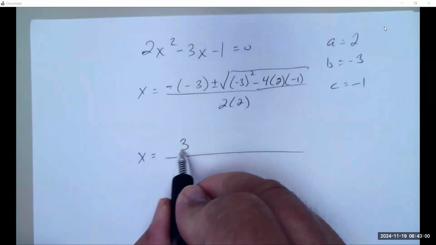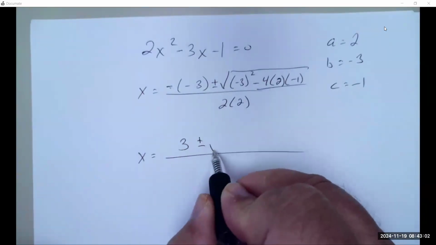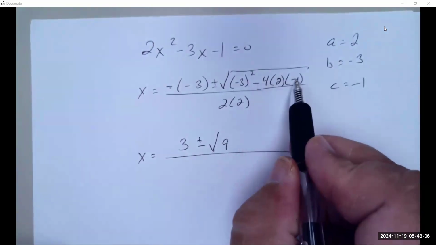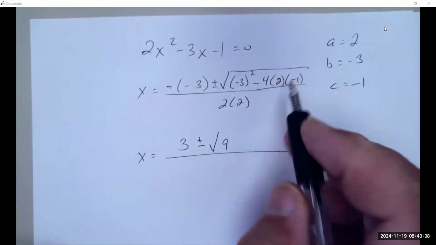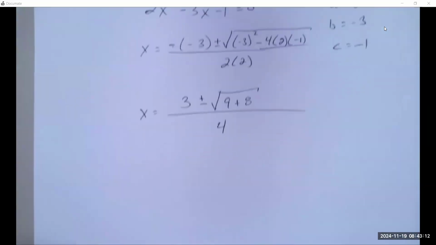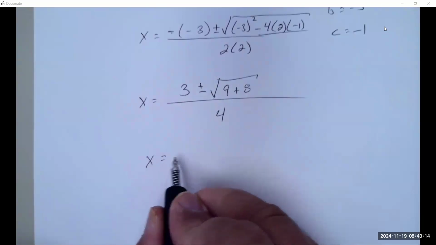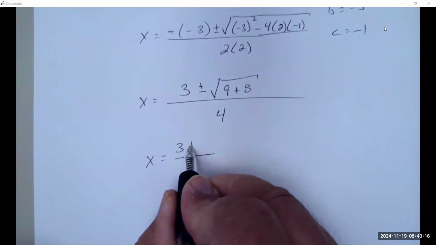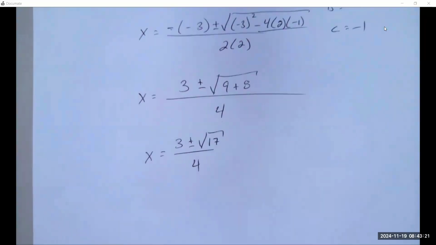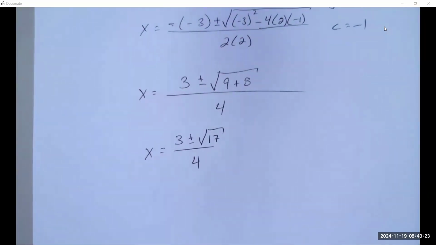Negative, negative makes a positive. Negative 3 squared is positive 9. Negative 4 times negative 1 is a positive 4, times 2 is positive 8. So we get 3 plus or minus the square root of 17 over 4. That's why it wasn't factorable.